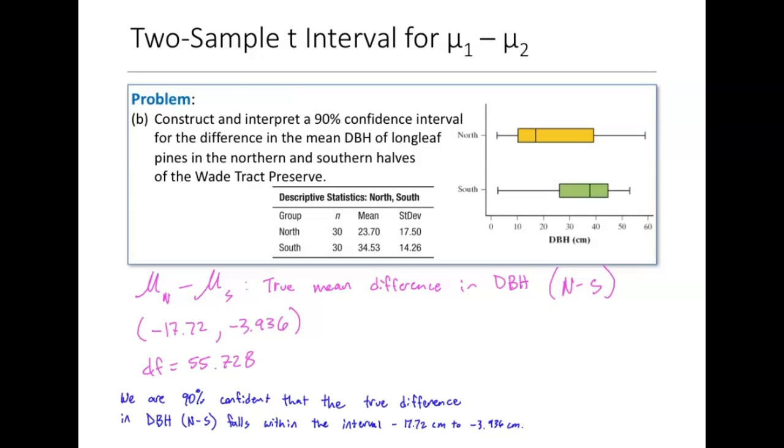So what conclusion can we draw about the heights of the northern versus southern pines in this case? Yeah, southern is taller. We're confident that on average southern is taller. And the reason we can draw that conclusion based on this confidence interval is what? They're all negative. If the interval contains 0, could we draw that conclusion that one is taller than the other?